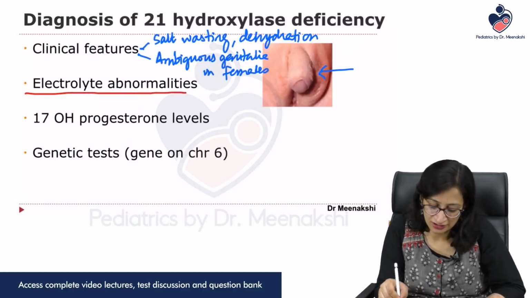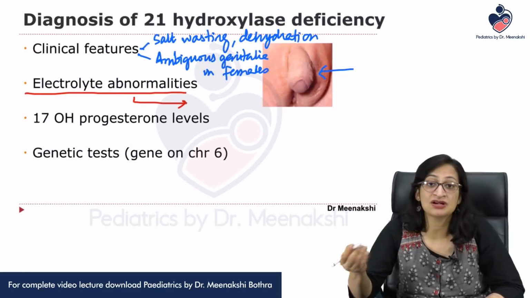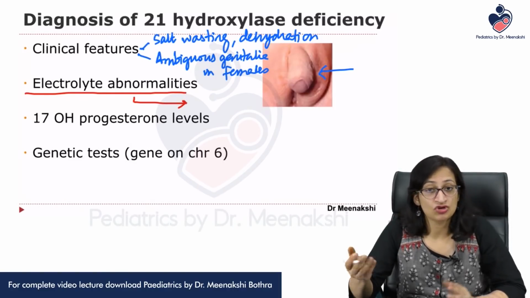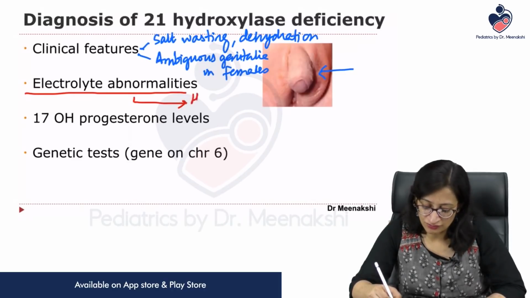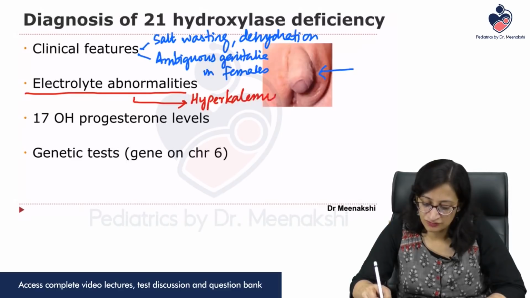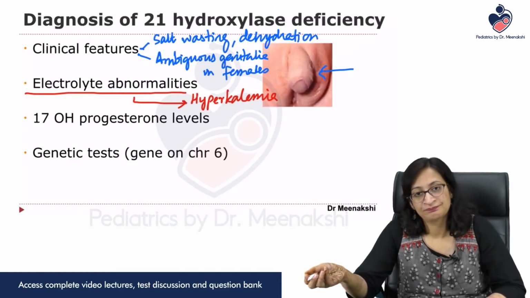Mainly we will get elevated potassium levels, hyperkalemia, because aldosterone is not there, so potassium cannot get excreted. So the most important finding will be hyperkalemia. We may get some hyponatremia.